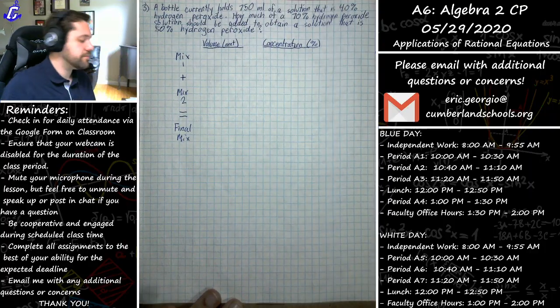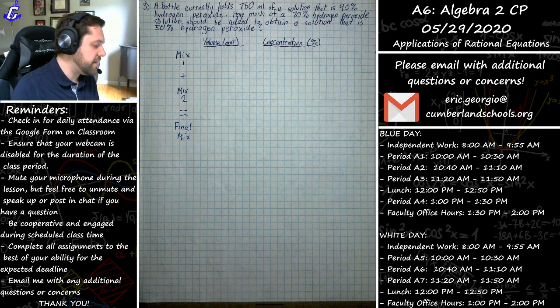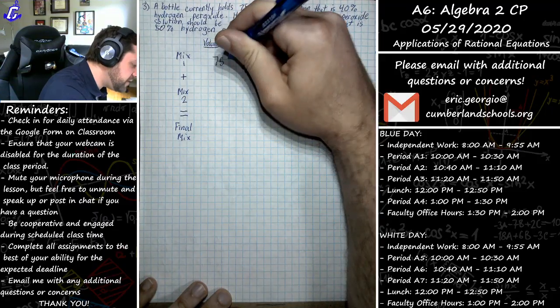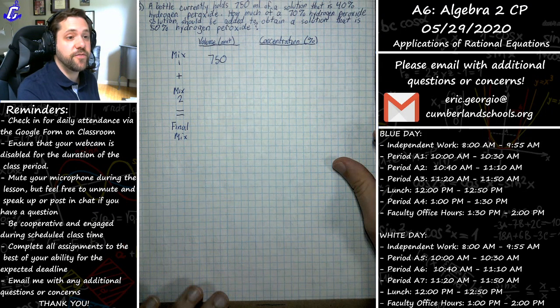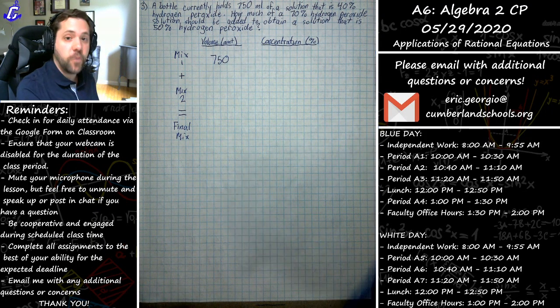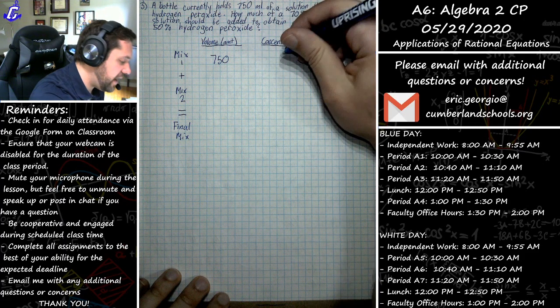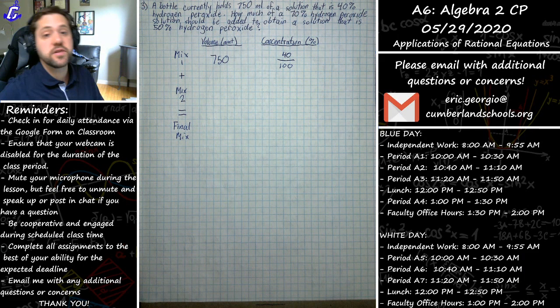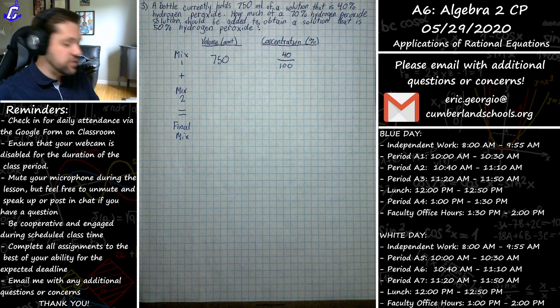Okay? So I look here and it says a bottle currently holds 750 milliliters of a solution that is 40% hydrogen peroxide. So I'm starting with 750 milliliters of a solution that's 40% hydrogen peroxide. 40%, how do I represent that as a fraction? Well, I could represent that as 40 over 100. I'm also going to intentionally not reduce the fraction.